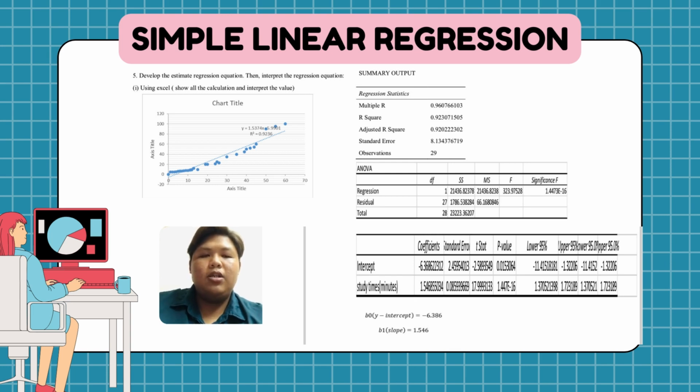Overall, the image suggests that there is a very strong positive linear relationship between study time and the dependent variable, presumably some measure of academic performance. This means that as students spend more time studying, their performance is predicted to increase.